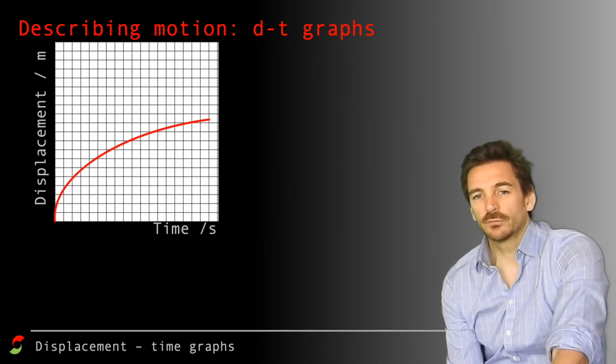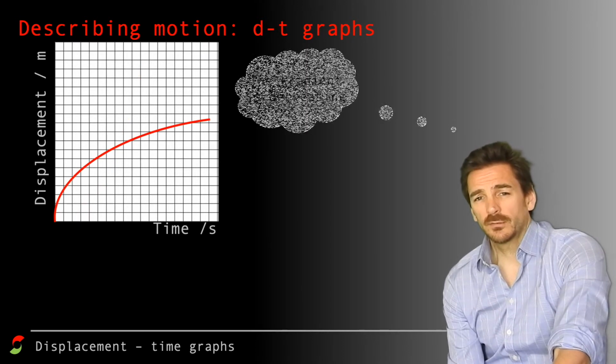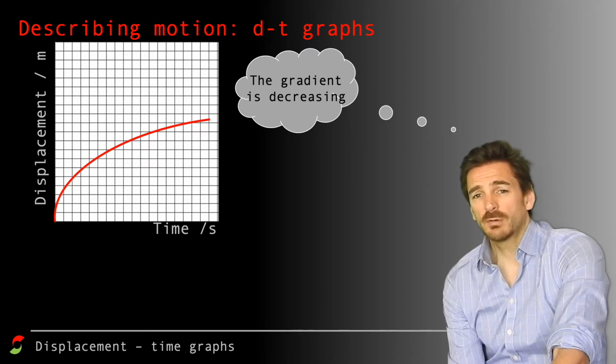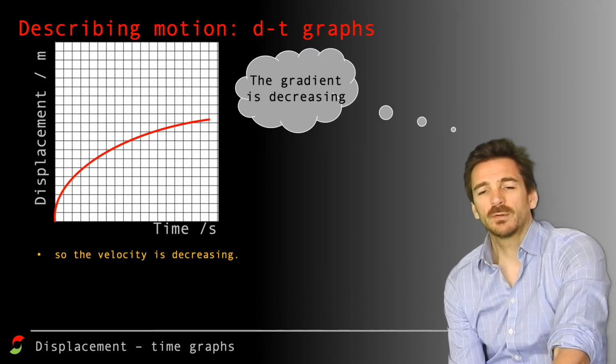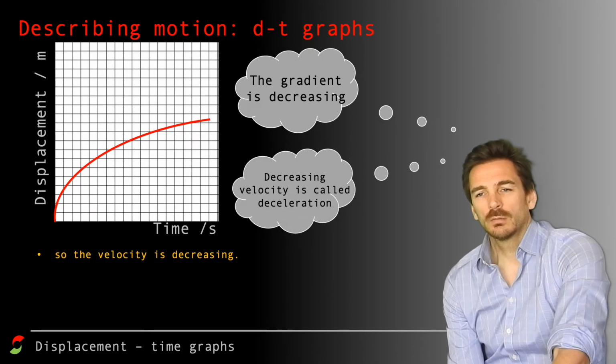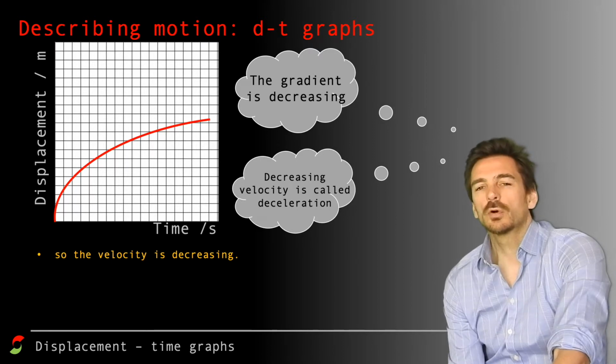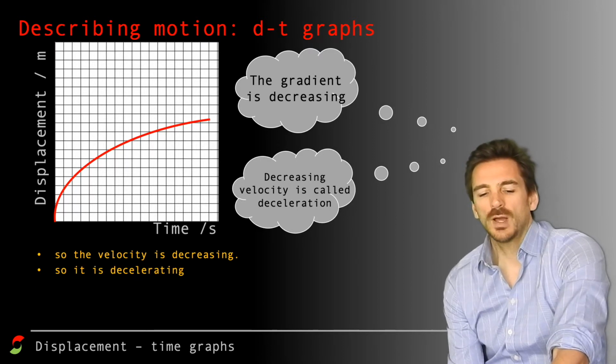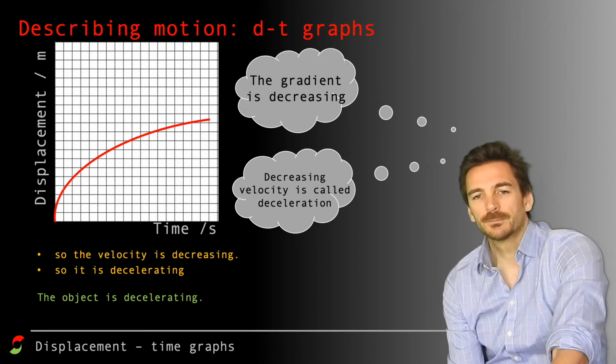If we look at a different sort of curve and think about the same process again, I'm thinking here the gradient is decreasing. So that means velocity is decreasing. What do we call decreasing velocity? Well, we call that deceleration. So this object is decelerating.